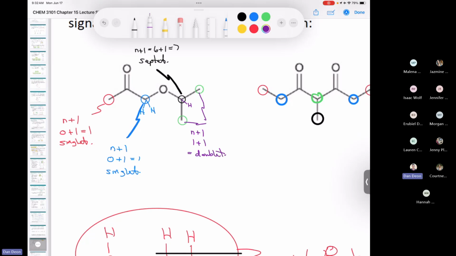All right. So the red ones give you a singlet. The blue ones give you a singlet. The purple one gives you a septet because it's split by 6 protons. And then the green ones, those are all chemically equivalent. They're only split by 1, and so we get a doublet.